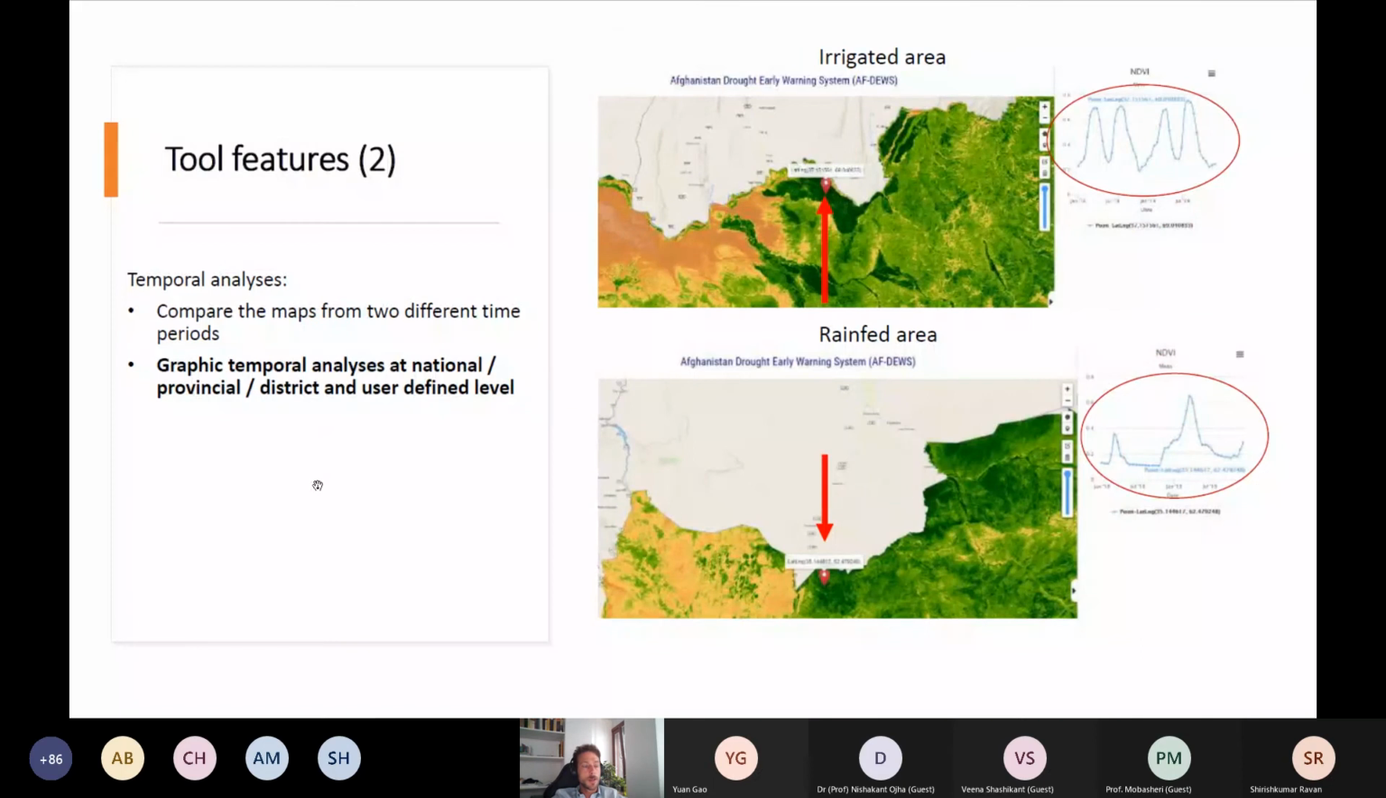Another feature of the tool is the ability to download data for different geographical settings, from country-wise data to provincial-wise data or district-wise data, or even for a user-defined area. You can download the statistics of whatever indices you want for a time period of up to 20 years, depending a bit on the different satellite data set utilized. And this is, again, very, very useful for more technical users to conduct further statistics and analytics on the drought status over a particular part of the country. Next slide, please.